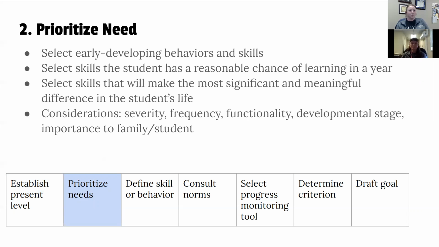You might select skills that will make the biggest change or the most meaningful difference in a student's life. So if you're working with a transition age student and you're looking at some post-secondary things, what would make the biggest impact there? So you might consider things like severity, frequency, how functional something is, what developmental stage the student's at, and then how important things are to a family or student. You might have families who really have some priorities that might be different from the schools, and so to balance that priority and importance to the family.